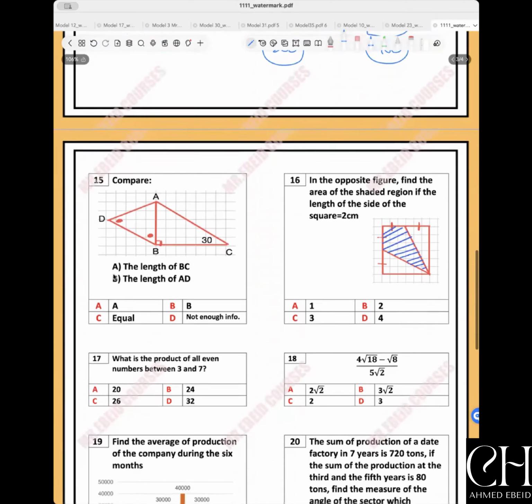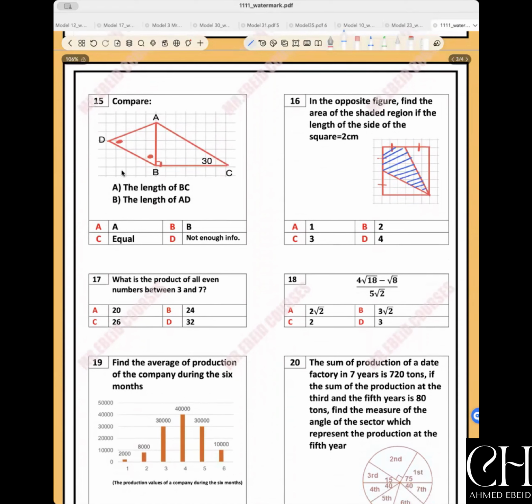Let's move to question 15. Compare between the length of BC, this side, and the length of AD, this side. You have two triangles here. This is a 30-60 triangle, and this is an isosceles triangle because you have two angles equal in measure. So this is an isosceles triangle.